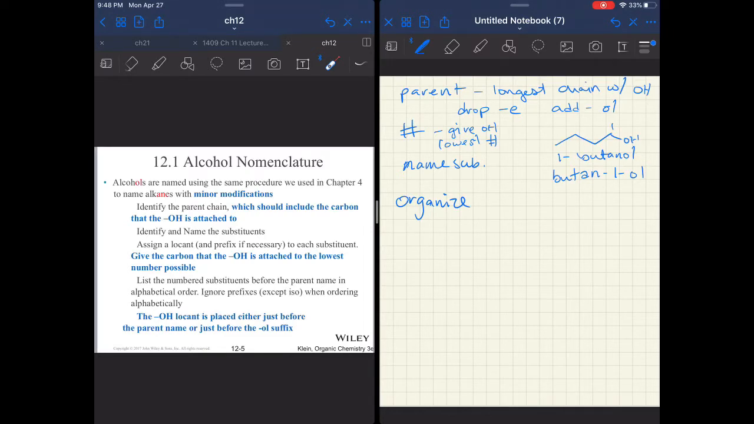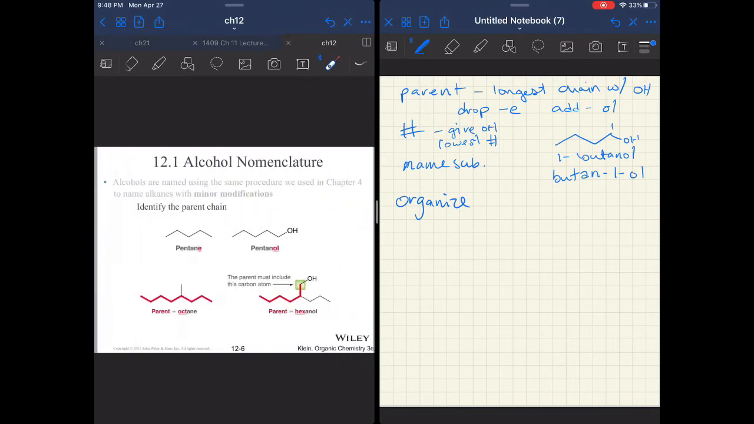Now, let's see. Here's a couple more examples, right? Pentane becomes pentanol. Here, longest continuous chain would be the octane, but now if there's an alcohol, it needs to be part of the parent, and so the parent becomes hexanol. So in this case, it would be 1, 2, right? So it would be 2-propyl-1-hexanol.